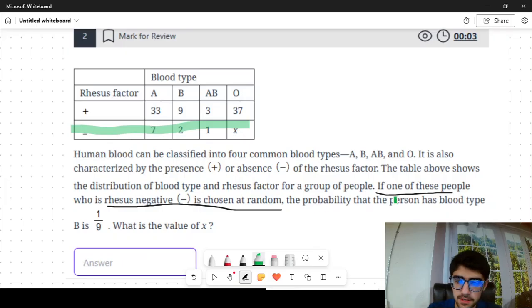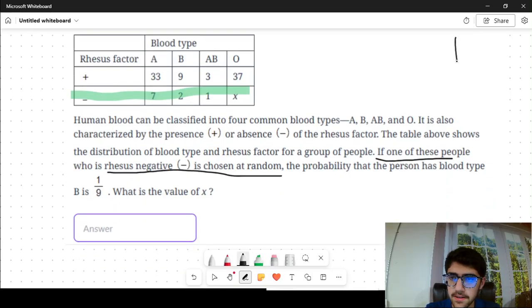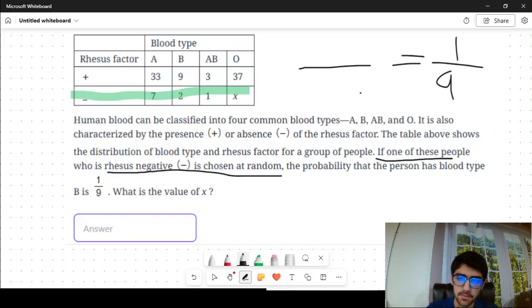The probability that the person has blood type B is 1/9. What is the value of x? So the probability that the person has blood type B is 1/9, and that is equal to the favorable outcome, the one we're trying to get, which is a person with blood type B.